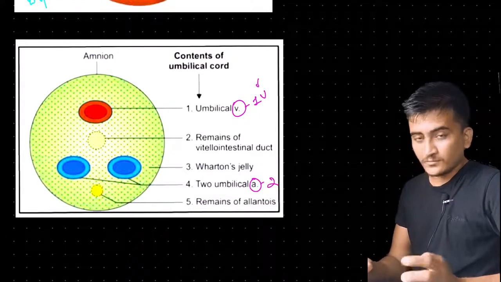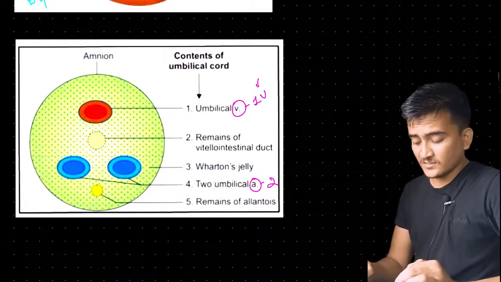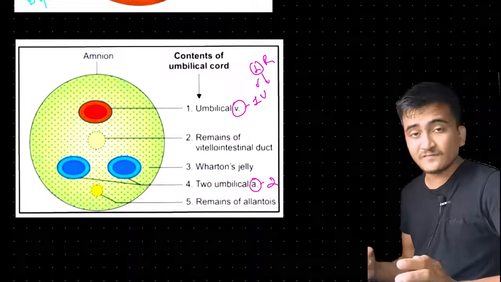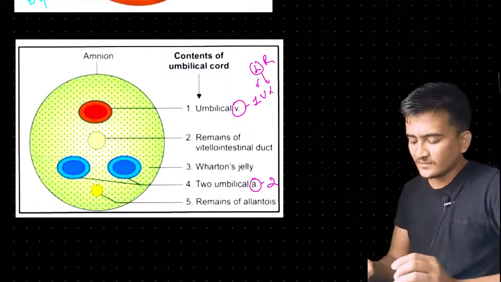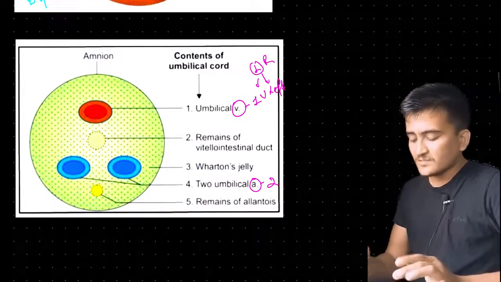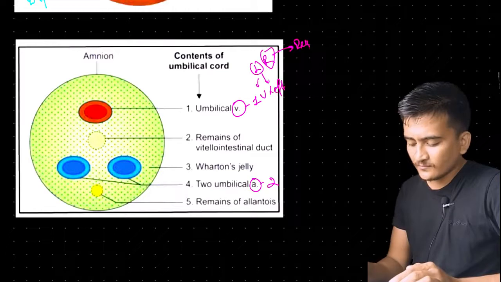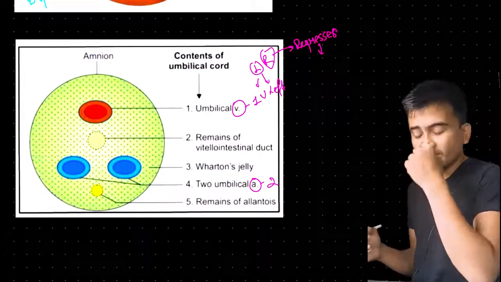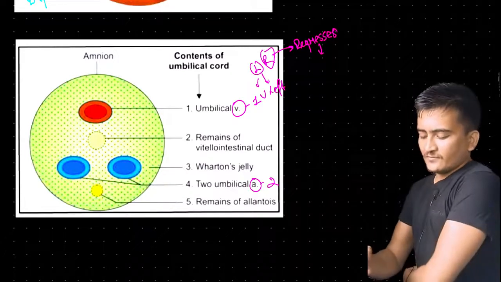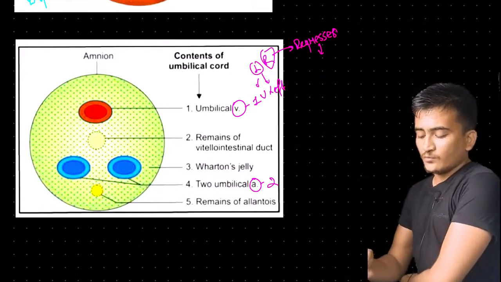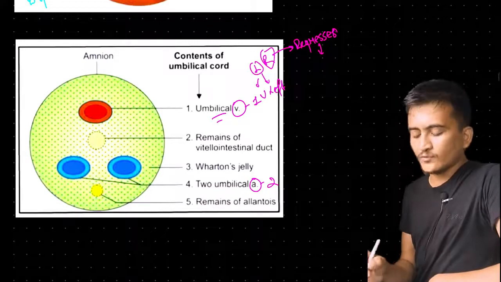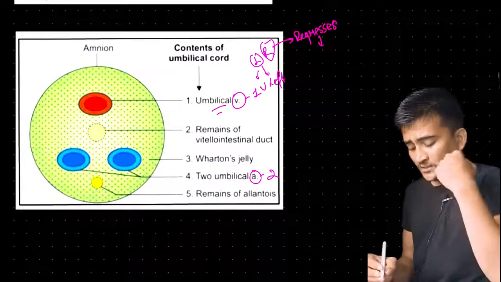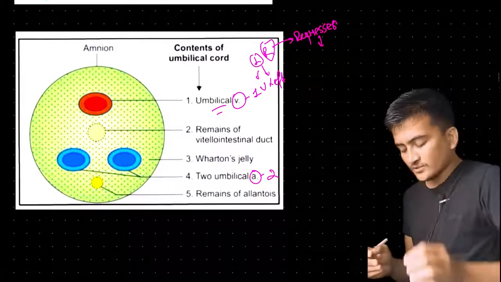Because initially there are two veins, left vein and right vein. The left vein remains, but the right vein regresses, right? Regresses, that means it will be obliterated. So among the left vein and right vein, only the left vein is remaining. So, only one umbilical vein is there. But in the case of arteries, there are two umbilical arteries, both arteries persist.